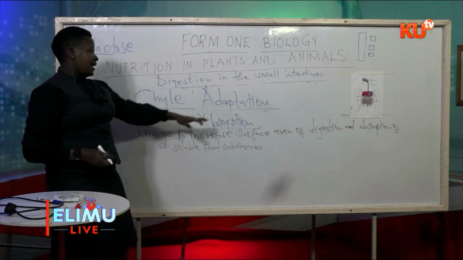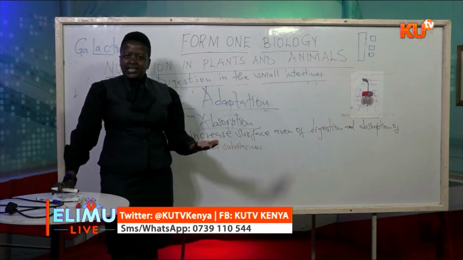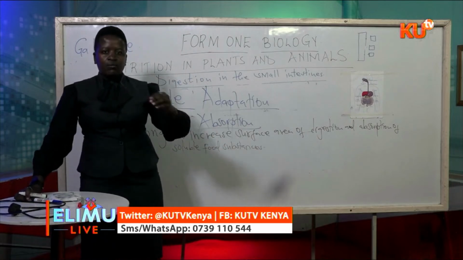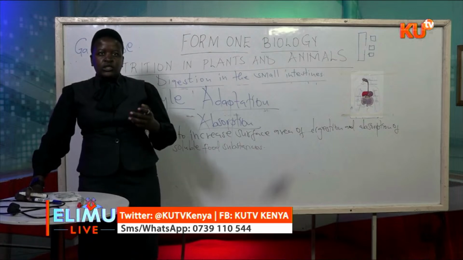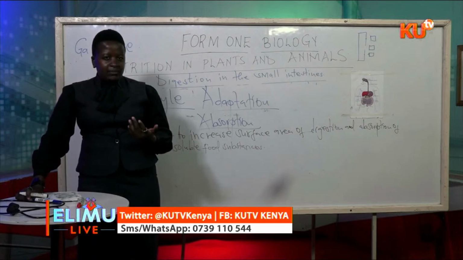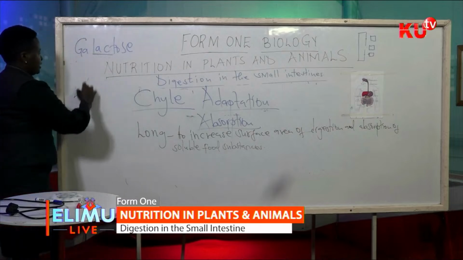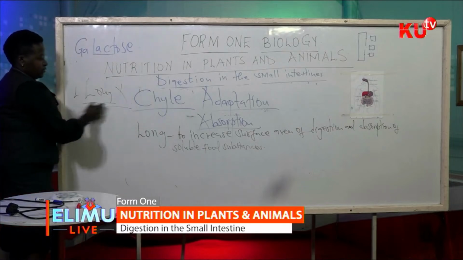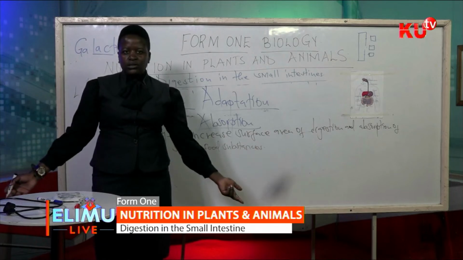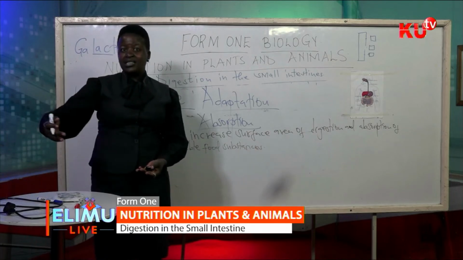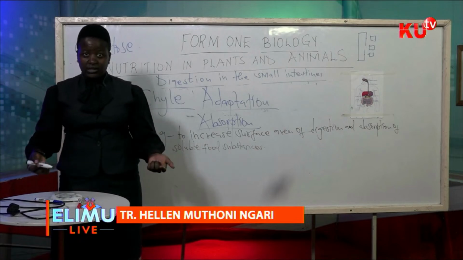So anytime you give an adaptation, you must give the function. How does it assist? If you get an exam asking you, state two adaptations of the small intestines to their function, two adaptations means that you're going to write the adaptation and also explain the function. In case you have an exam and you just write, it is long, you don't score a mark because we have many long things in biology. So why is it long? How is this assisting in the functions? So always be sure to give how it assists in the function.